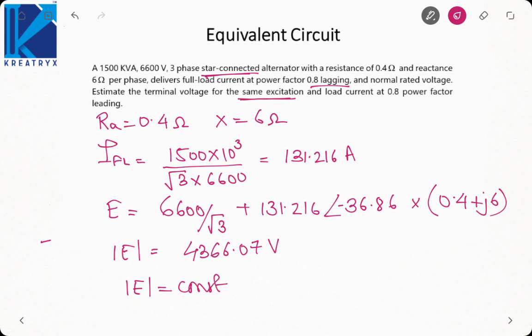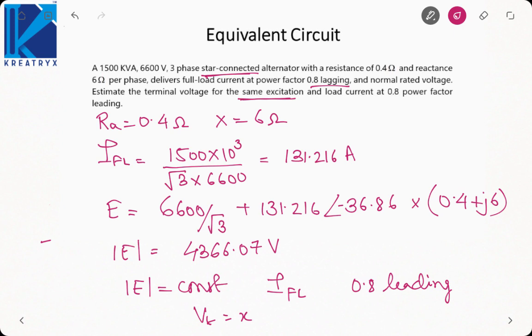And same load current, which means full load current, power factor is 0.8 leading. We need to find terminal voltage. Let terminal voltage be X, let us say. We need to find this voltage. So now one thing I know is the magnitude of EMF.